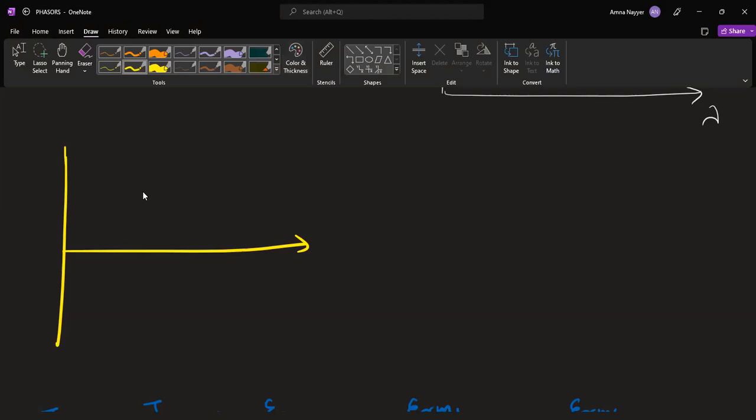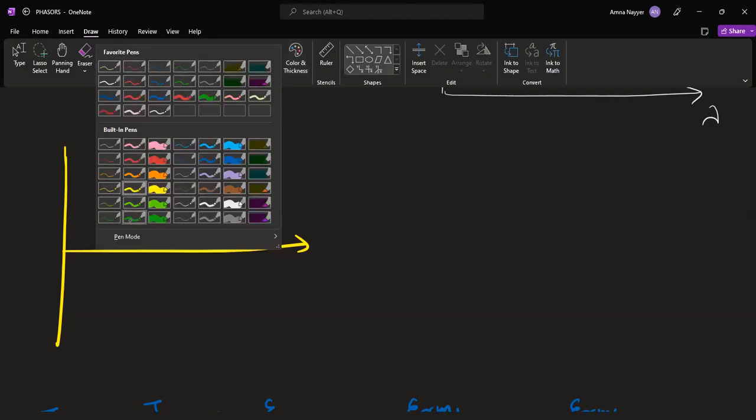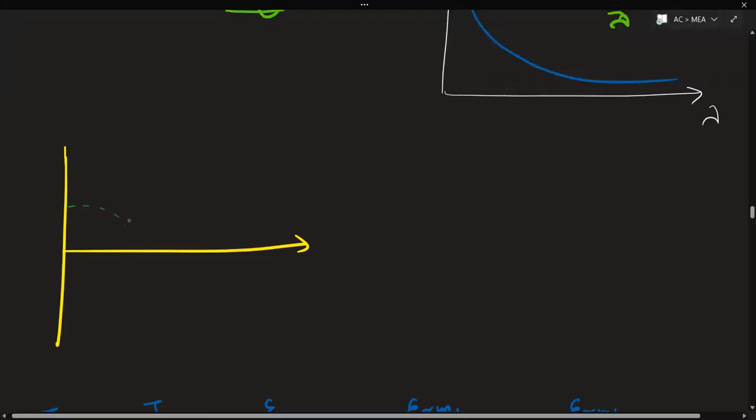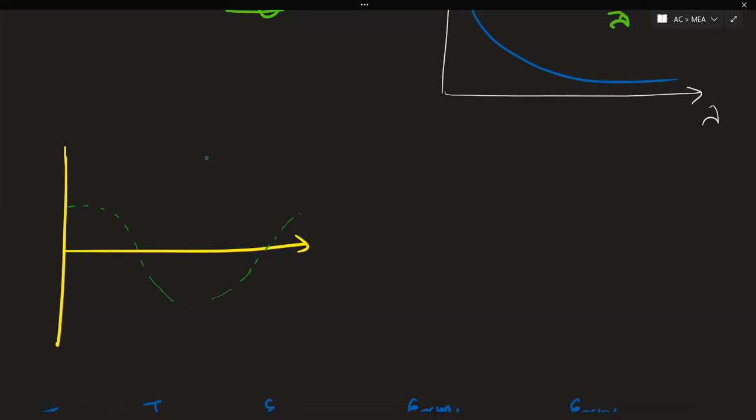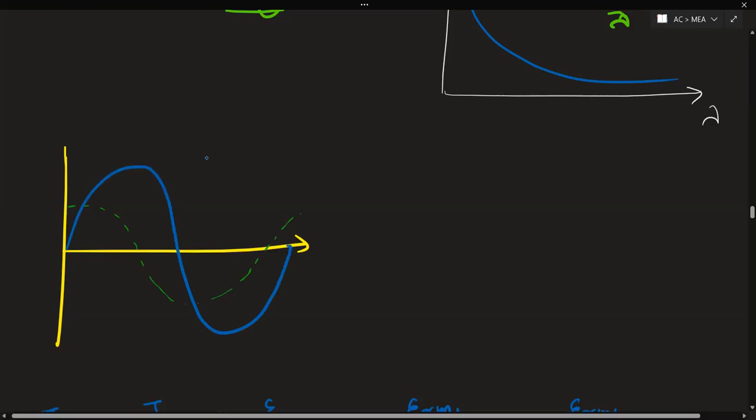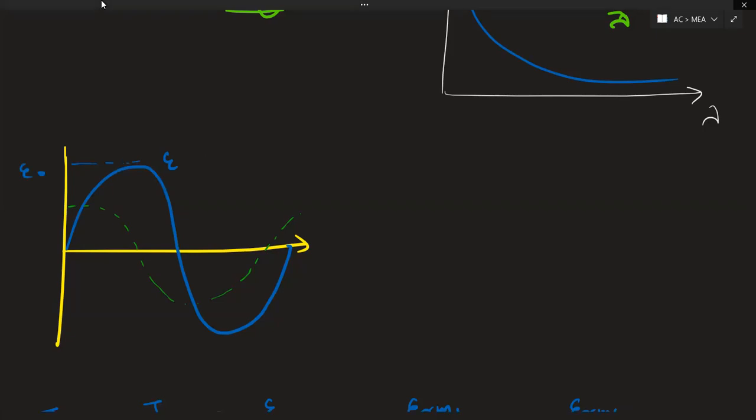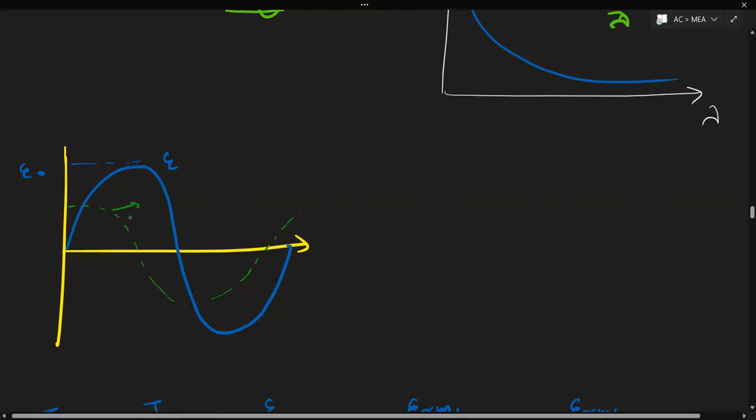See, this time the current is leading. So the diagram of current will start from here this time. And the graph of EMF will be 0 when the current will be at its maximum value. This is EMF, whose peak value is E naught. This is current, whose value must be I naught.